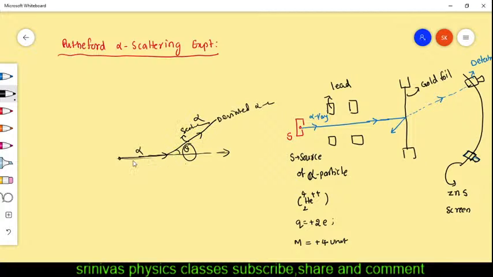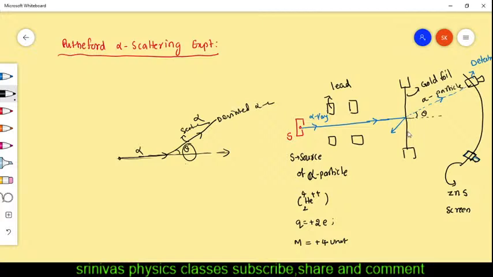It is a scattered beam, and this is the incident beam, and this angle is called the angle of scattering. For example, this is the original direction, and this is the angle through which the alpha particle bends from its original path. That angle is called the angle of scattering. But we cannot say that the alpha particle is scattered only in this direction. An alpha particle may be scattered in any direction.